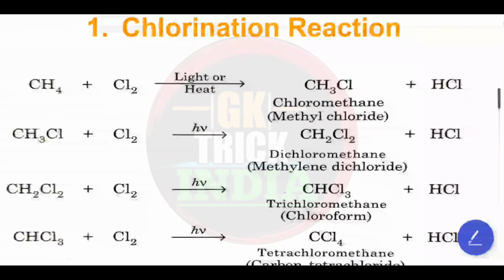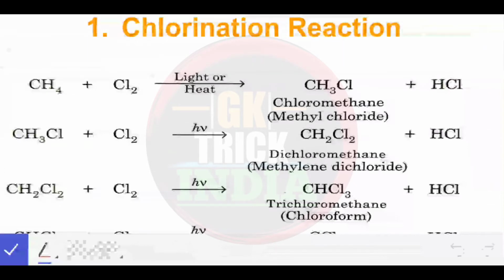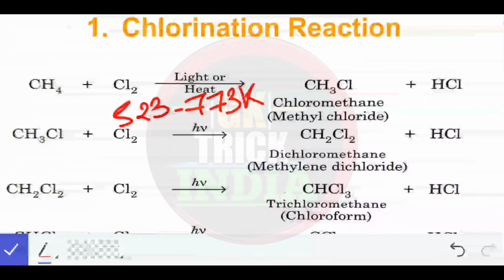This involves replacement of one or more hydrogen atoms of alkenes by a corresponding number of chlorine atoms. For example, here you can see the alkene is treated with chlorine in the presence of diffuse sunlight or ultraviolet light, or by heating it at a temperature of 523 to 773 Kelvin. Note that this is a very high temperature.